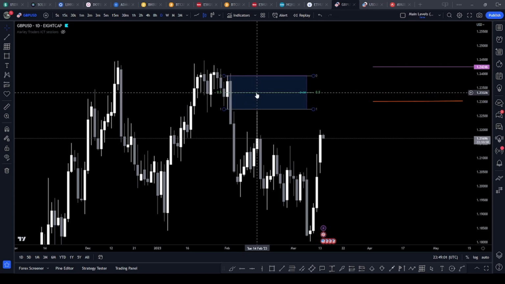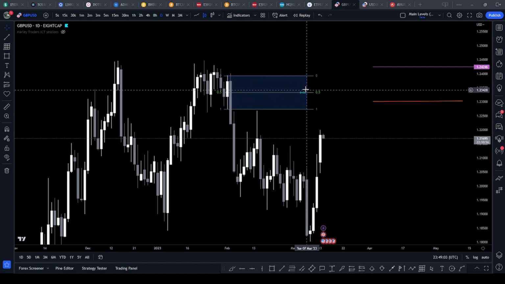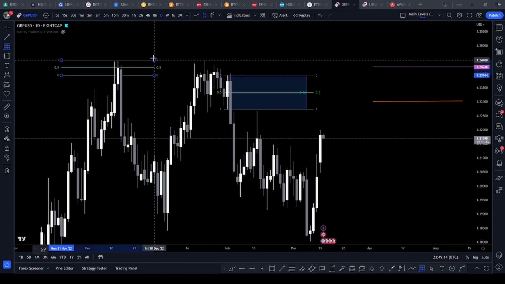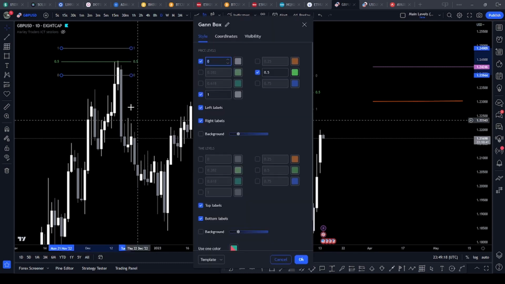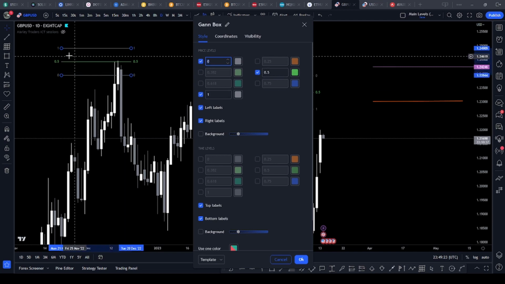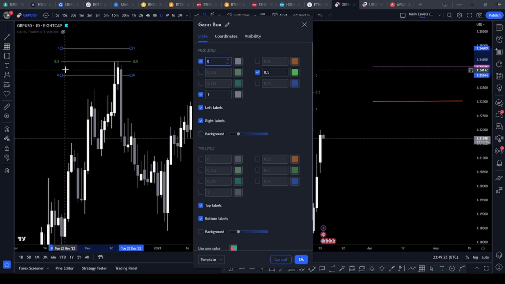So this is what I use my Gann box for. ICT uses his fib. I don't know if he doesn't understand, I can easily use it. You can easily use your Gann box. So this is my Gann box settings. I don't know if I showed it before. So you go to the settings. Basically, I just deactivate everything except the 0, 1 and 0.5. So it's the top and then the halfway. Okay.